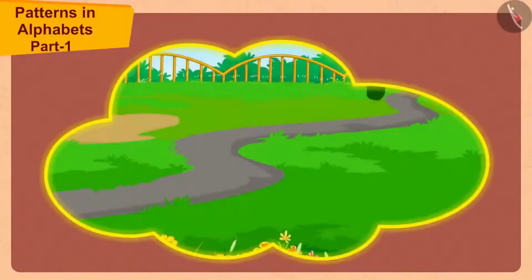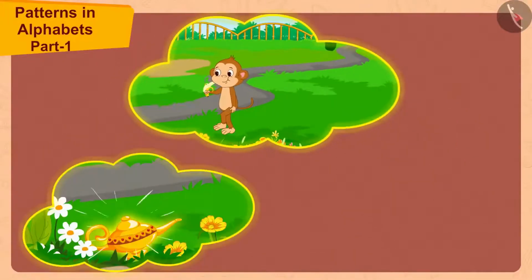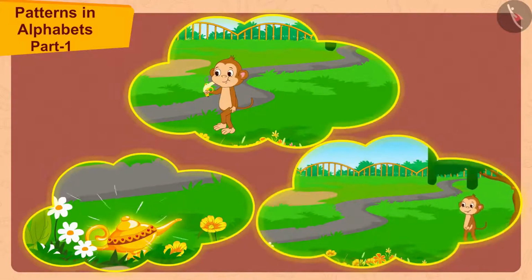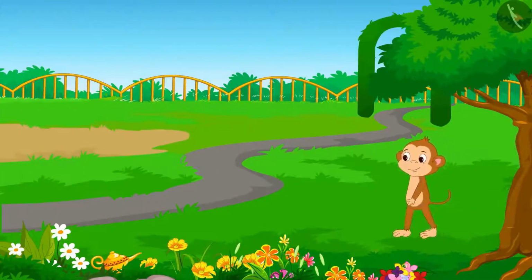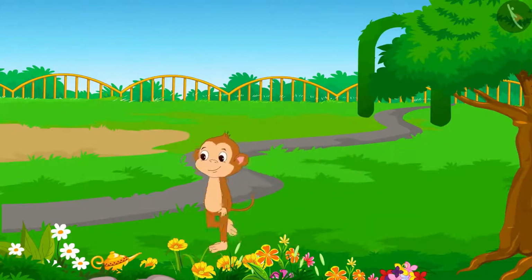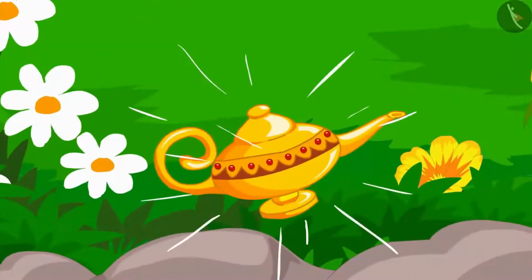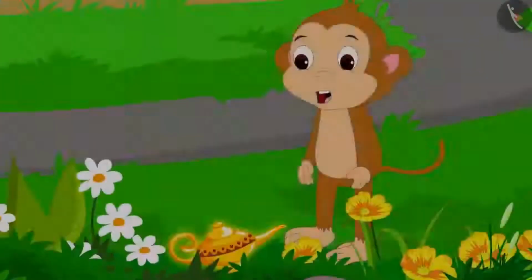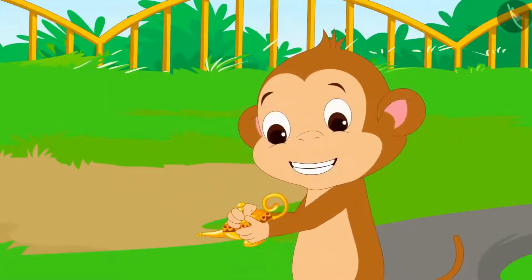Children, do you remember how Babban found a lamp while roaming in the park one day? From that day till today, Babban must have made at least one round of the park daily. Even today he has come to the park in search of the lamp. And what? Today Babban finally saw the lamp once again. Babban immediately picked up the lamp and started rubbing it hard.